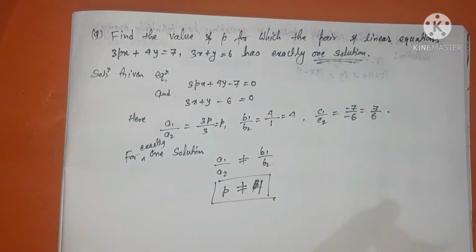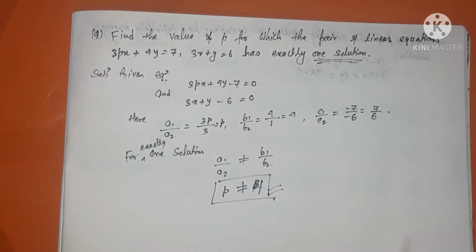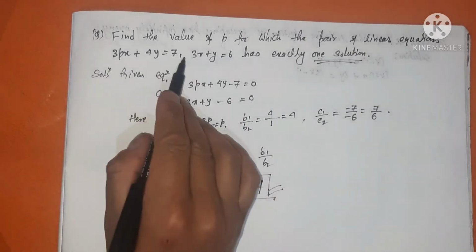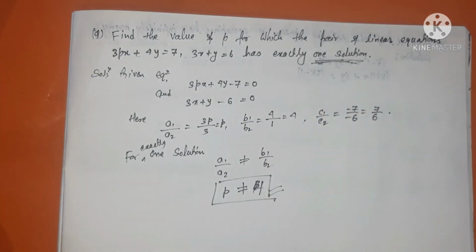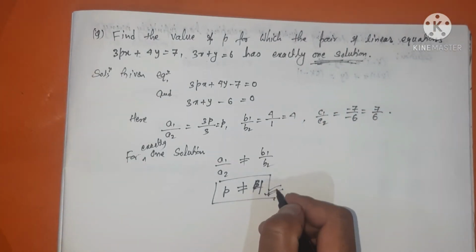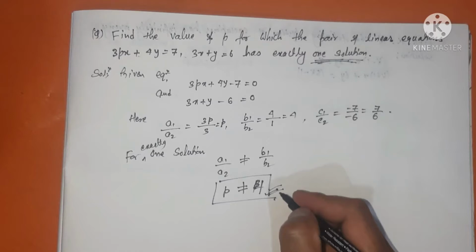So find the value of p. The value of p can be anything other than 4. p should not be equal to 4. To have this pair of equations have exactly one solution or a unique solution, p should not be equal to 4. That means the value of p can be any value other than 4. So that is the first question.